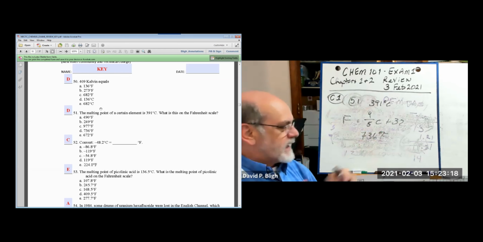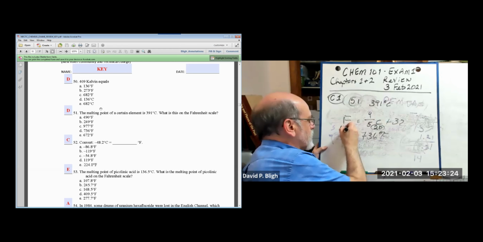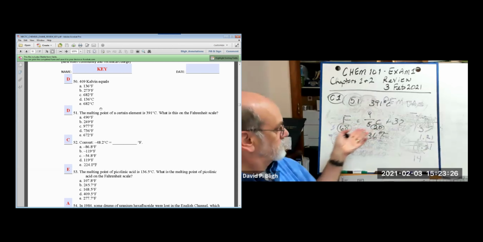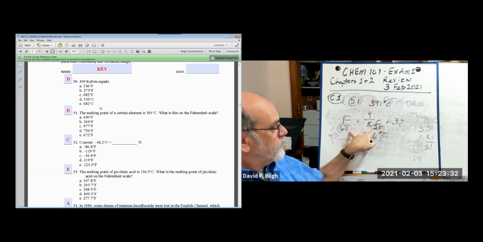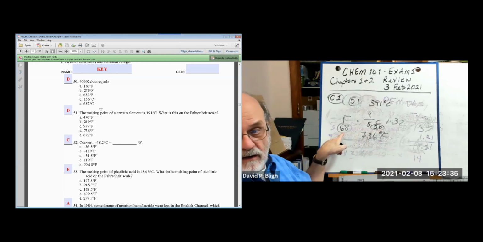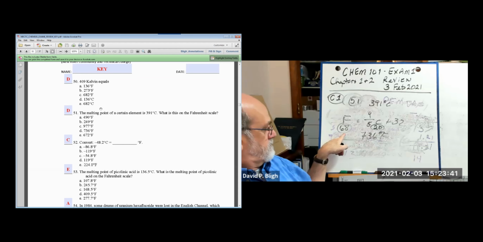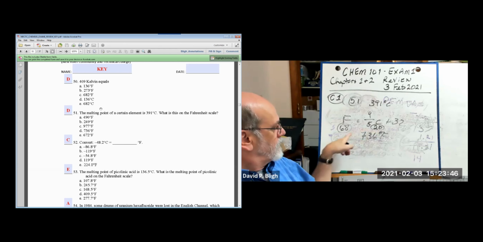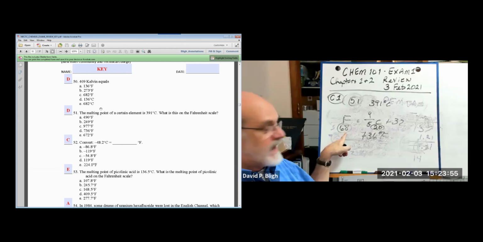So if I know that 20 here is equal to 68 here, right? Do the math, check me out. Those are my starting points. So I know for every 5 increase here, I get 9 here. So if I go to 25C, I'm up here to 77. And if I go to 30 here, I'm up to 86. Or if I go down to 15, then I drop this one by 9, which would be 59.